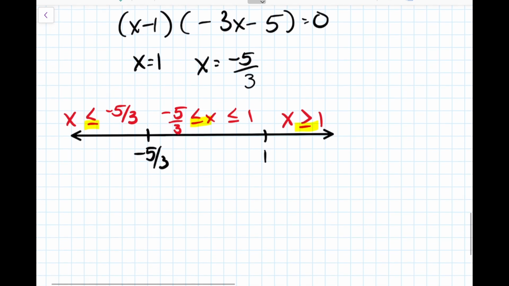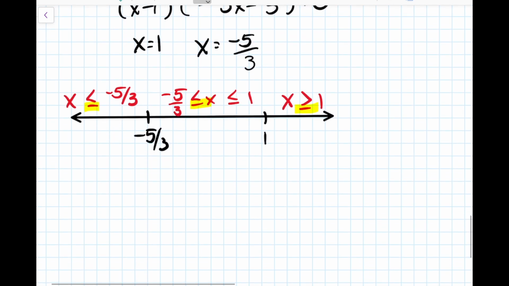All right, we need to pick an x value from each section. Don't feel obligated to use fractions. Pick nice numbers. So something bigger than 1 would probably be 2. Something in between -5/3 and positive 1 would probably be 0. And something smaller than -5/3, which is -1.67 if you don't know, I'd probably go with just -2. You could absolutely use like -5 or -10 if you really want to be safe. Totally up to you.